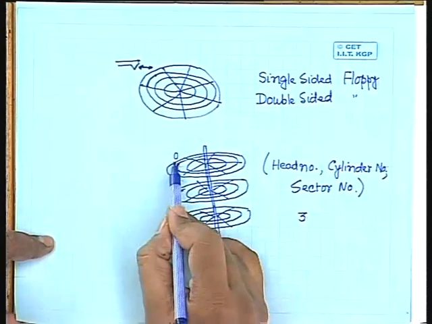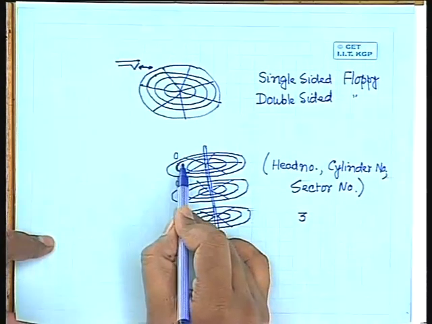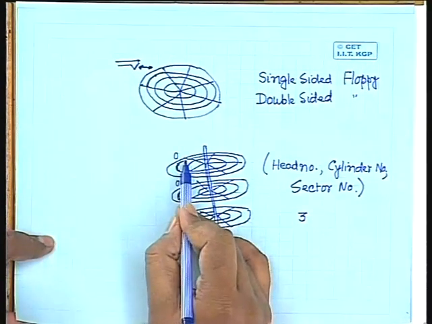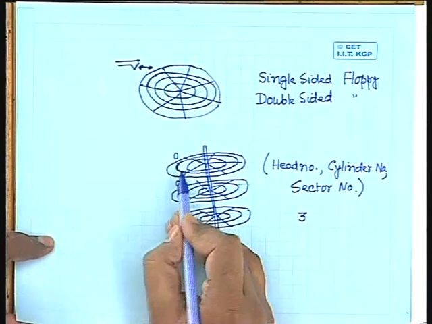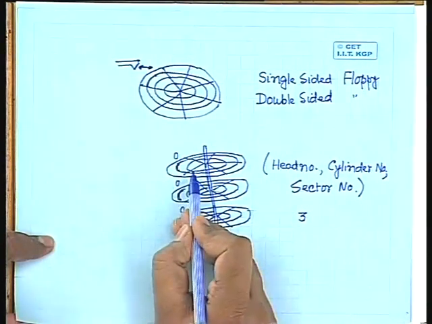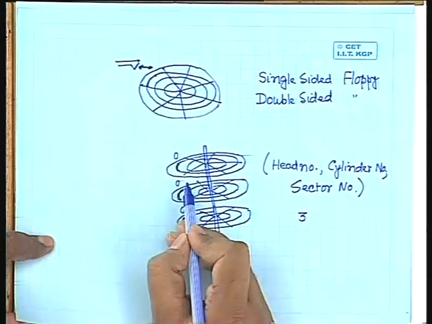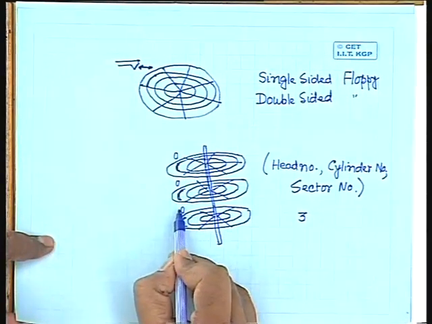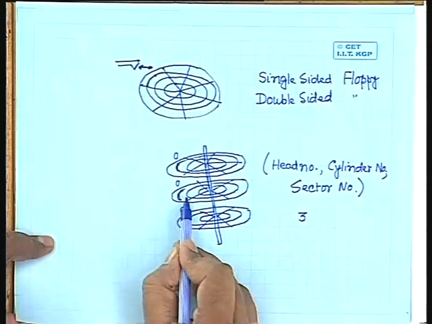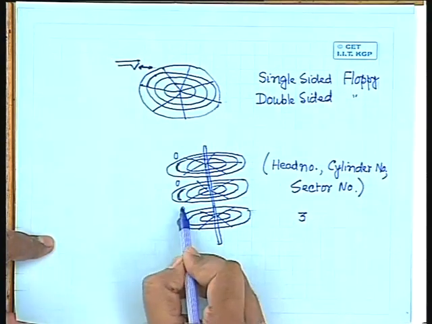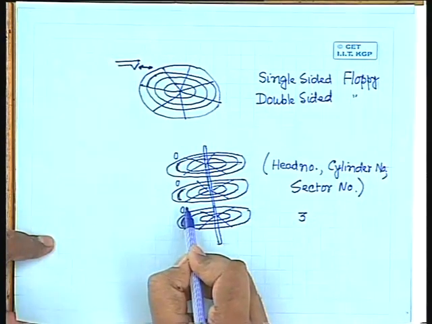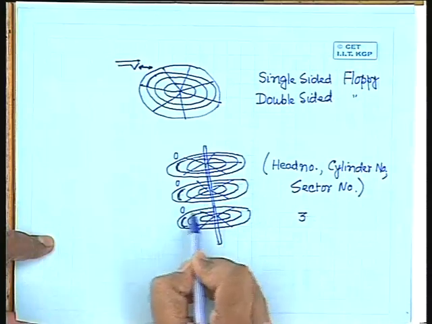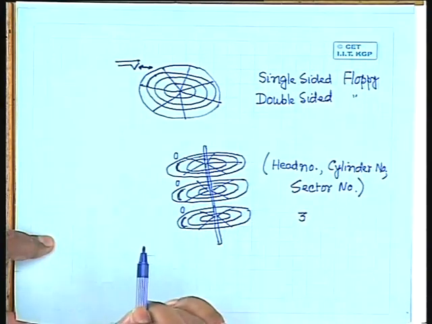Okay. Now a read-write head which accesses the top surface of the top plate will have head number 0. A head which accesses the bottom surface of the top plate will have head number 1. Similarly here head number 2, head number 3. So head number 3 is the head which accesses the bottom surface of the second plate. So I identify the surface on which I have to find that particular block.